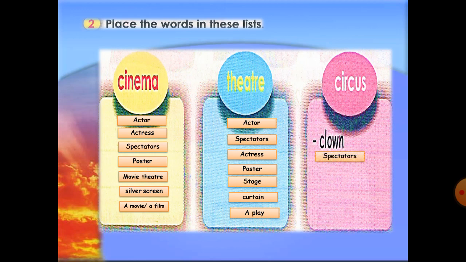Of course, we have clown. Also, we can have spectators in cinema, theater, and circus. This is what makes it look good. We have also poster. We have animals. We have acrobats. We have a magician, and the last one, we can have acts. So in cinema, we're talking about movies, in theaters, we talk about plays, in circus, we talk about acts.